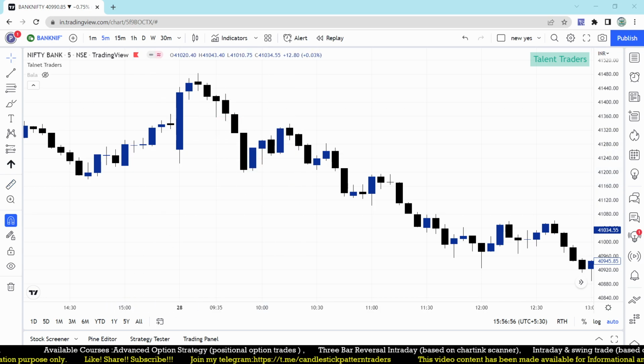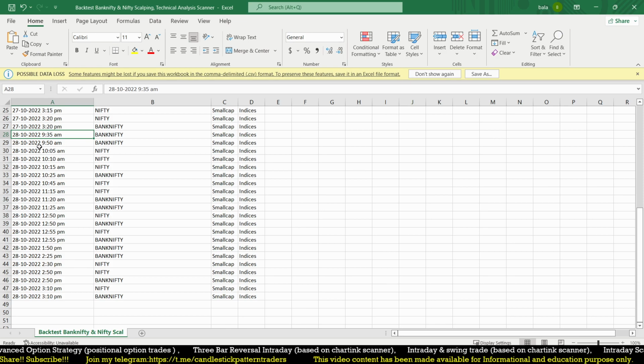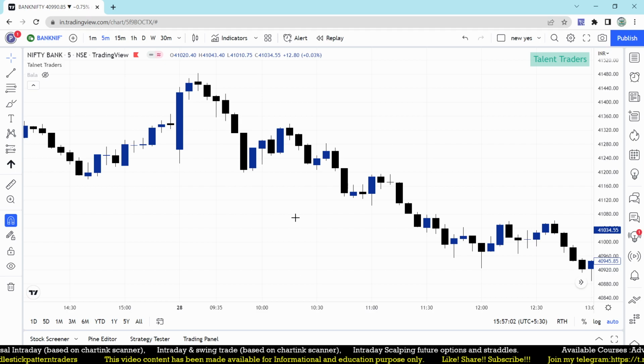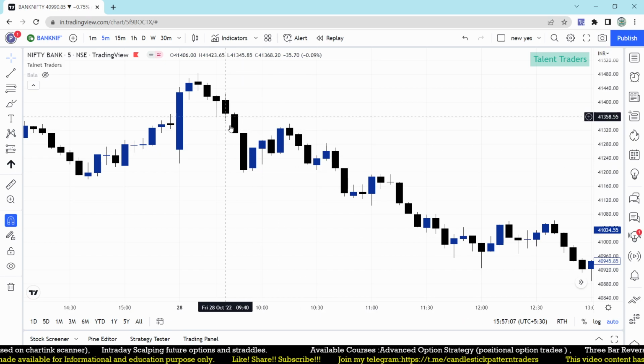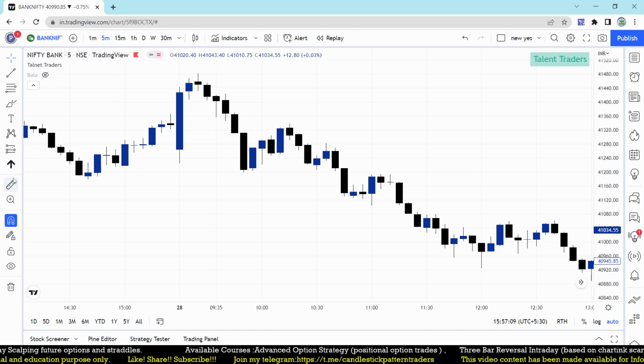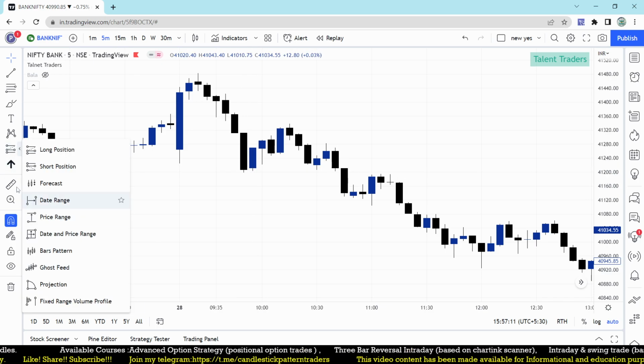And the second one happens in Bank Nifty again at 9:50. So let me check the Bank Nifty at 9:15, this is the signal area. If I'm focusing on this, this candle's low should break. So what was my entry point?